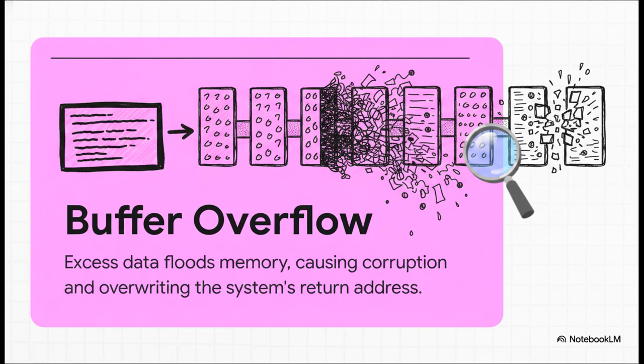Just as a quick refresher, a buffer overflow happens when a program stores more data in a memory buffer than it was originally built to handle. So the excess data literally bleeds out and corrupts the adjacent memory. If a hacker crafts this perfectly, it overwrites critical instructions, like the program's return address.